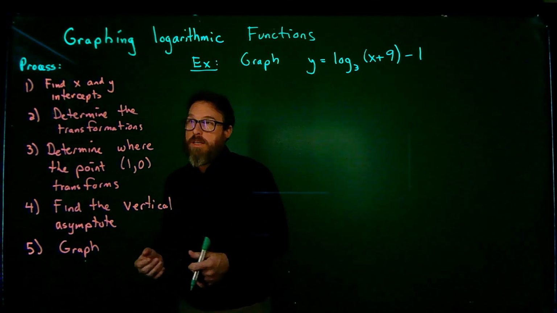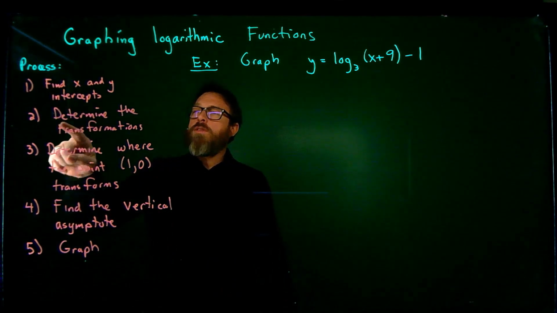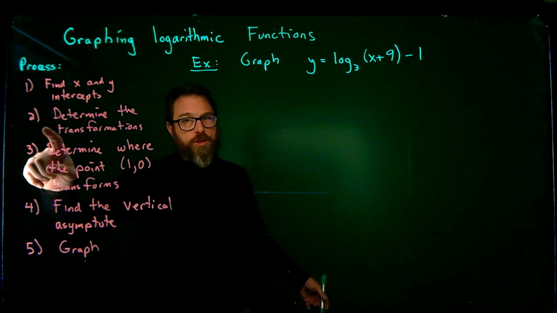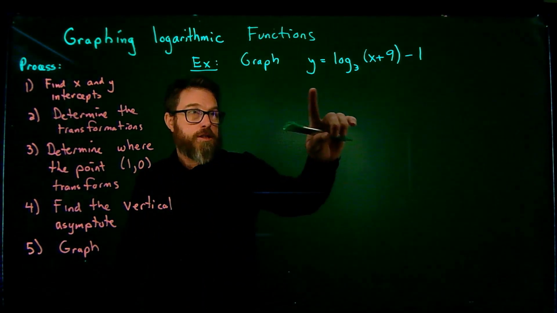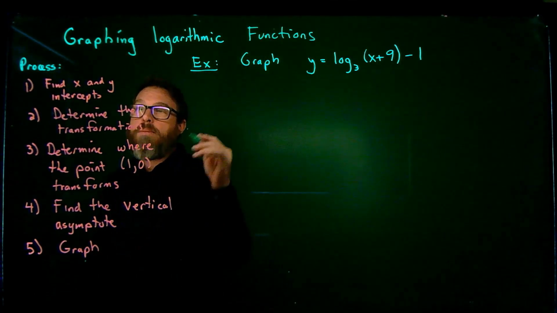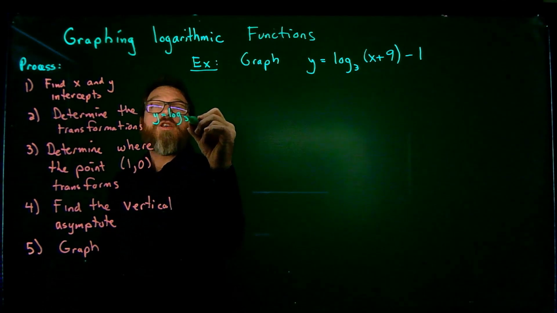So here's the process. First, we're going to find the x and y intercepts. Then we're going to determine the transformations on the parent function. Now the parent function is going to be the equivalent logarithm with the same base. Since this is a log base 3, the parent function of this one is going to be y is equal to the log base 3 of x.